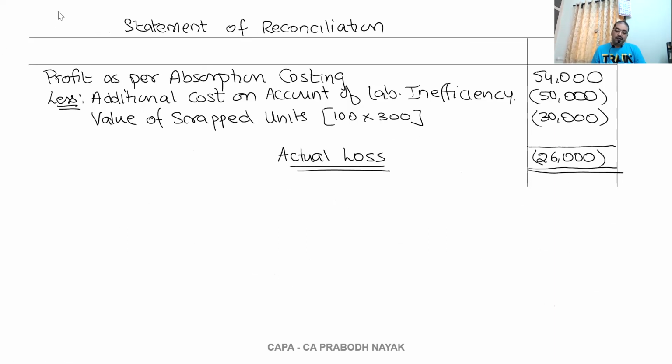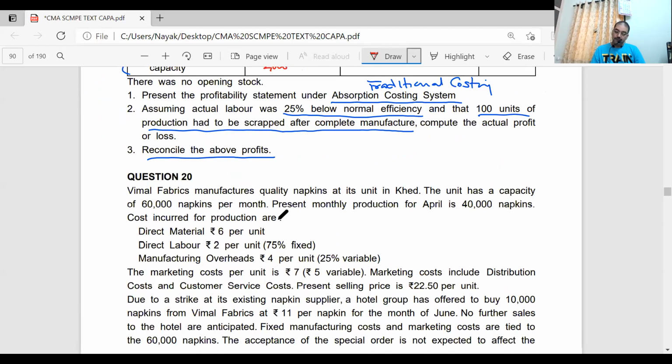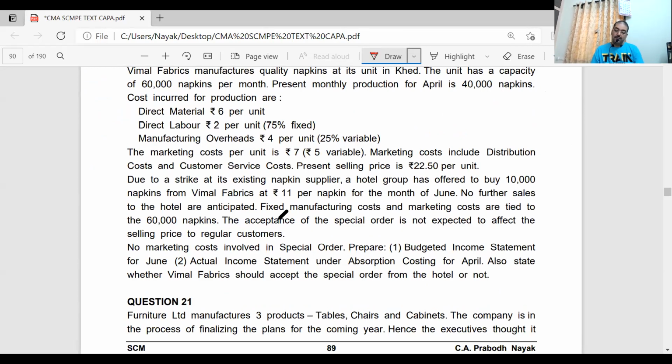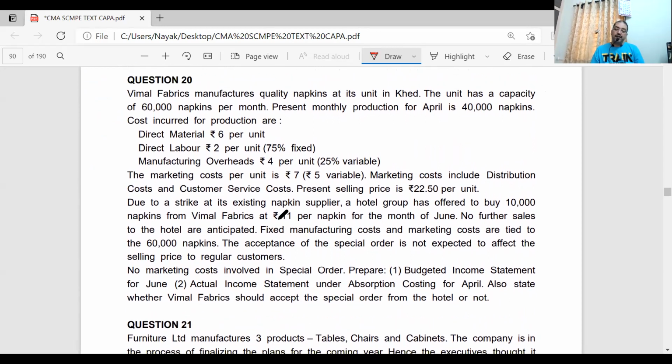Let us come to question number 20. Vimal Fabrics manufactures quality napkins at its unit in Khed. The unit has a capacity of 60,000 napkins per month. Present monthly production for April is 40,000 napkins. Cost incurred for the actual capacity of 60,000 is 6 rupees per unit for direct material. Direct labor is 2 rupees per unit.